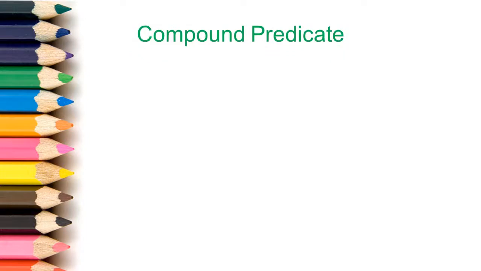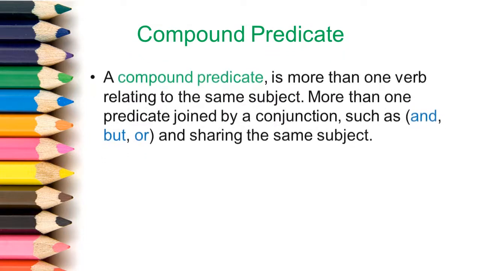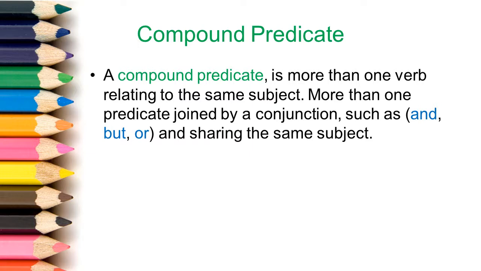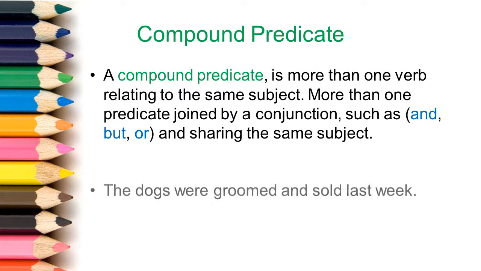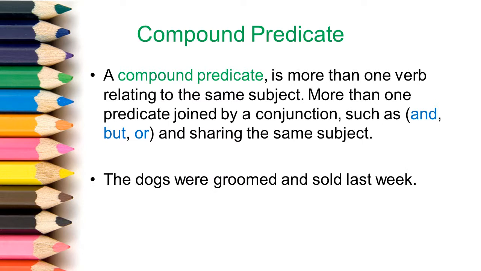The compound predicate. A compound predicate is more than one verb relating to the same subject, more than one predicate joined by a conjunction such as and, but, or, and sharing the same subject. Look at the sentence below.